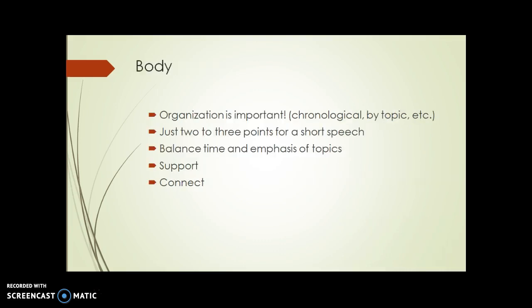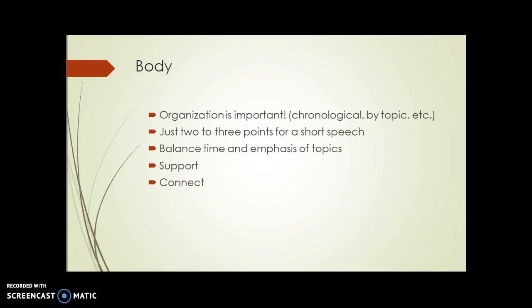Talking about the body, it is the bulk of your speech. That's where most of your speech takes place. About 10% of your speech will be the attention getter and the introduction, and about 10% of your speech will be the conclusion. The other 80% of your speech is going to be the body. It's the bulk of the speech. It's where you actually give the information that you're trying to share.